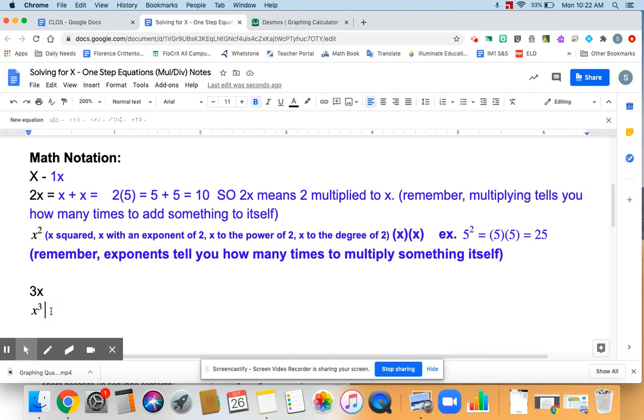I'm going to do it again, but this time it's with 3x or x with the exponent of 3. So remember 3x, when the number's in front, it means they're getting added. There's 3 x's being added to itself, because that's what multiplying means. Multiplying tells you how many times to add something to itself. So for example, if x is 5, 3 times 5 is 15. Because if I have 3 5's getting added, 5 plus 5 plus 5, that's 5, 10, 15.